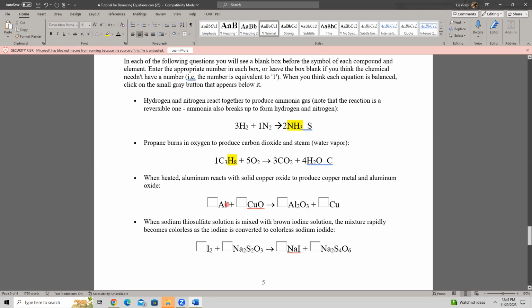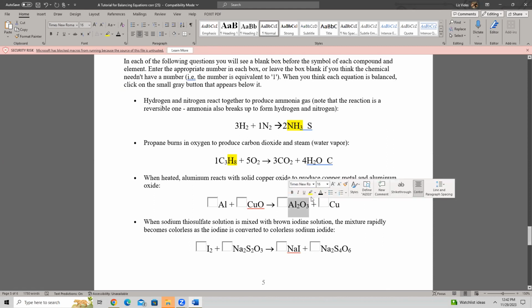You're going to always have a lonely element. I'm calling it lonely. Oh, look at that. Brittany's here. All right. A lonely element. And that's what we're looking for. The lonely element in this case is aluminum on the left, on the reactant side, and on the product side is copper.